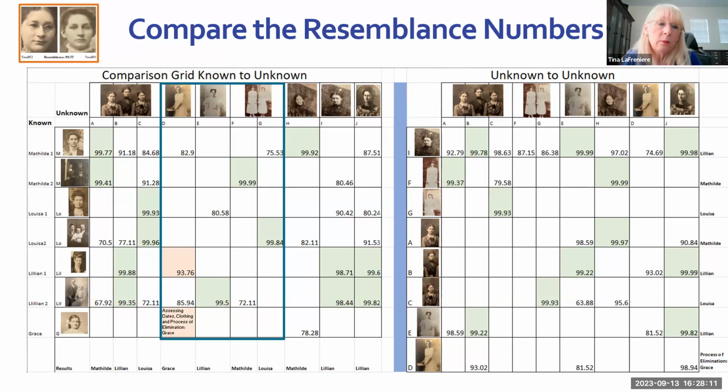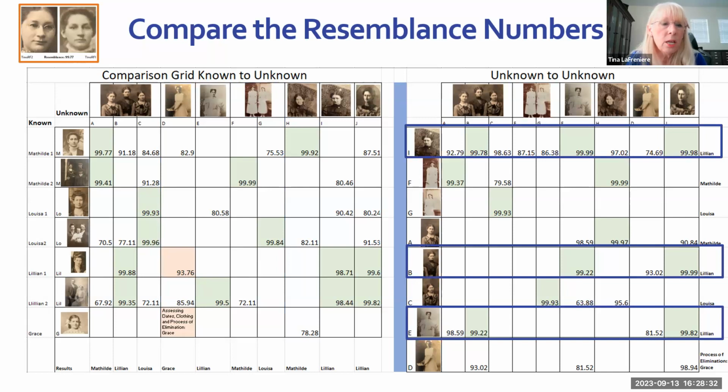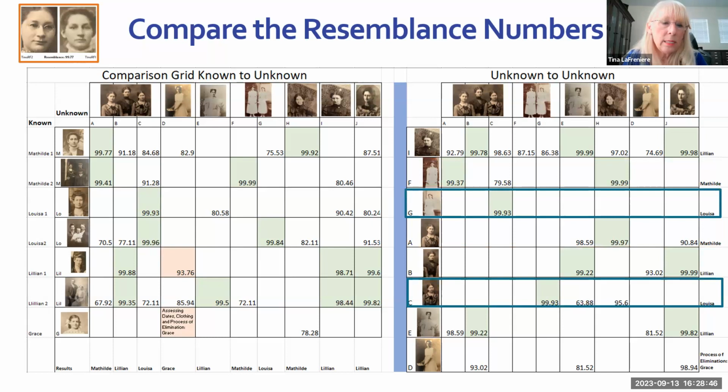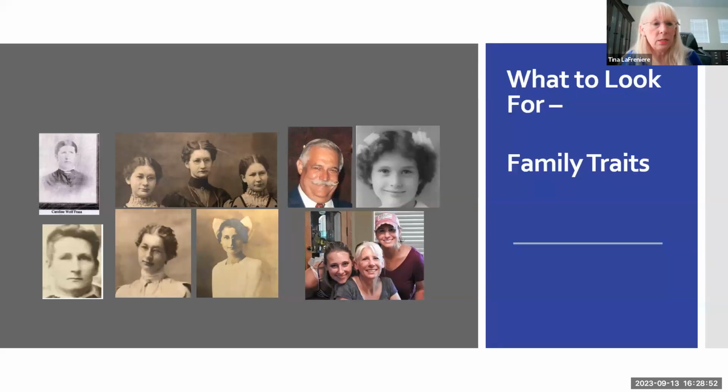After I utilized this method across my photos, comparing the known to unknown photos, I double-checked my results by building the grid on the right of the blue bar, comparing the unknown photos against each other. It gave me the opportunity to double-check my results and confirm their identities. The green blocks outlined by these blue rows confirm Lillian's identities, and Matilda's in these highlighted in orange, and Louisa in these boxed in teal. And Grace was identified by process of elimination.